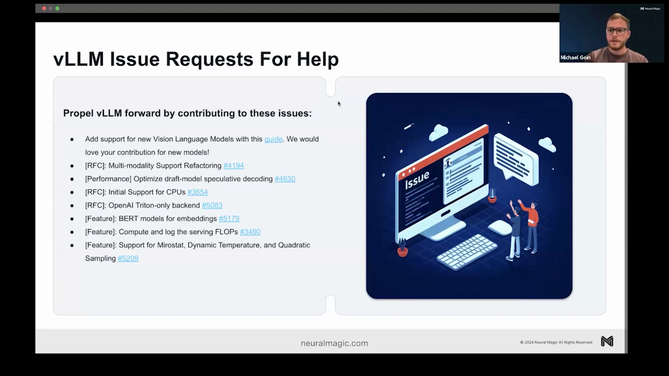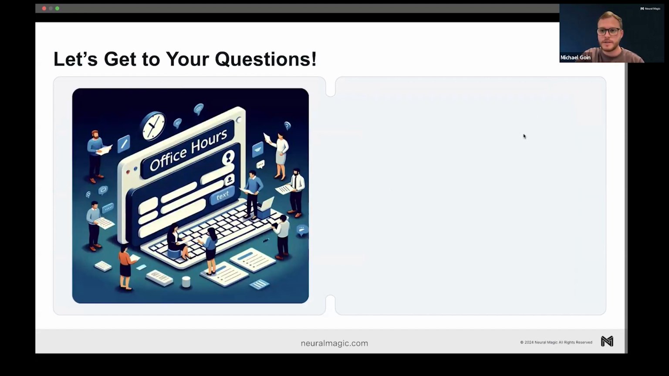And several things that would help improve serving, including getting FLOPs estimation to understand what your MFU is, or are you getting full utilization of the hardware you're using on your inference server, and more sampling features, with mirostat, quadratic sampling, fancy stuff. So without further ado, let's get into the questions.